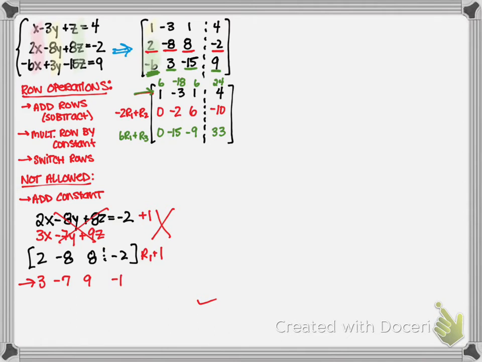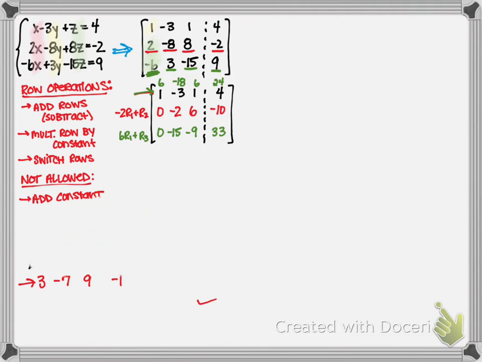All right, so I'm going to keep going. I'm going to erase some of this stuff down here so I have some room. And now our first column is good. I've got a leading 1 and I've got zeros below it. So my next goal is going to be to get a leading 1 in row 2. So to do this, I'm just going to divide row 2 by negative 2. I want to get a 1 in its spot.